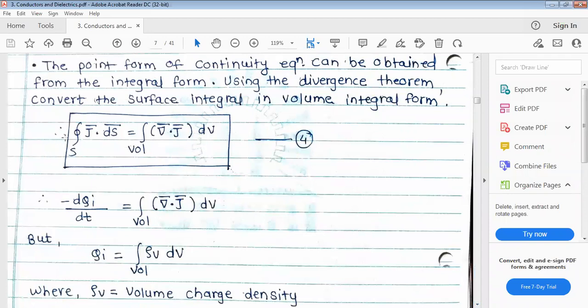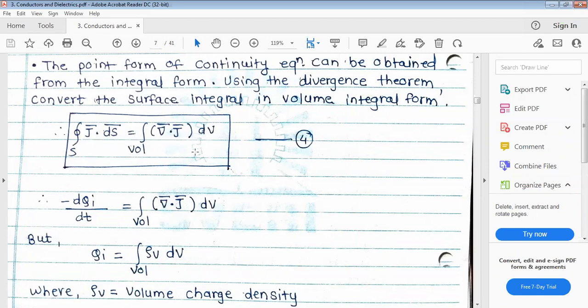We can write this equation as the closed surface integral of j bar dot ds bar is equal to the volume integral of del dot j bar into dv. This is in the integral form. Therefore, minus dqi upon dt is equal to the volume integral of del dot j bar into dv. Can anyone tell me which law or theorem this equation is taken from? This is the divergence theorem, right?